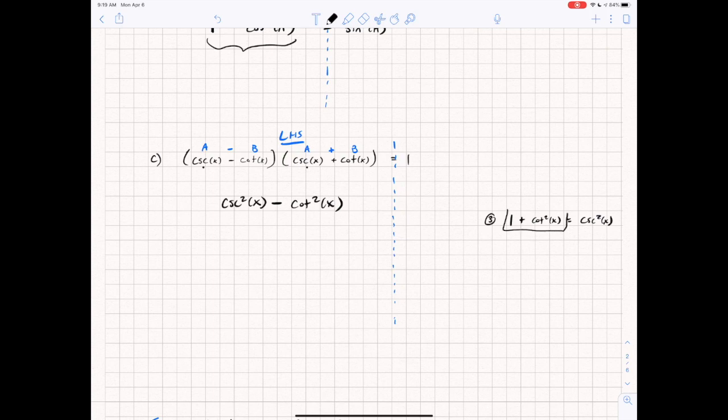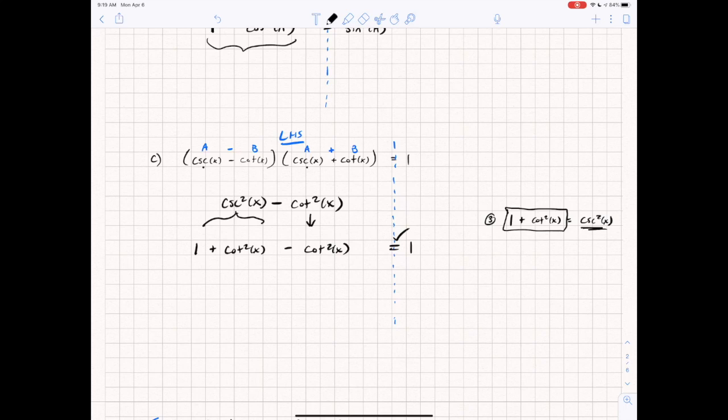So I have a direct substitution for any cosecant squared that I see in the problem. So I'm going to make that substitution here for cosecant squared, that this is 1 plus cotangent squared. I'm going to drop down my minus cotangent squared, and we see that the cotangents will cancel. I will be left with 1, and we now have fully verified.